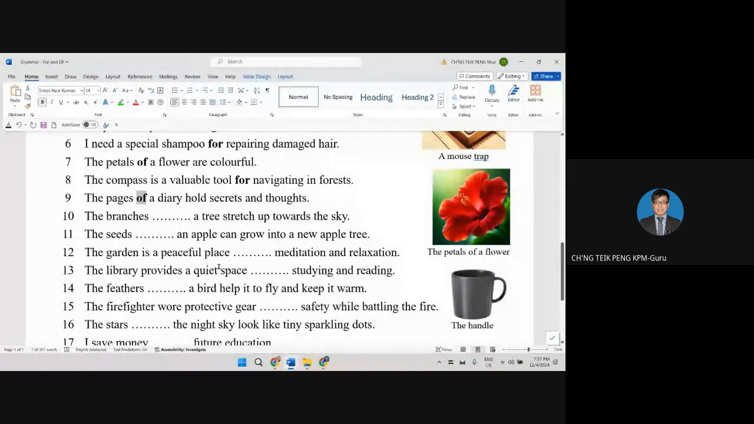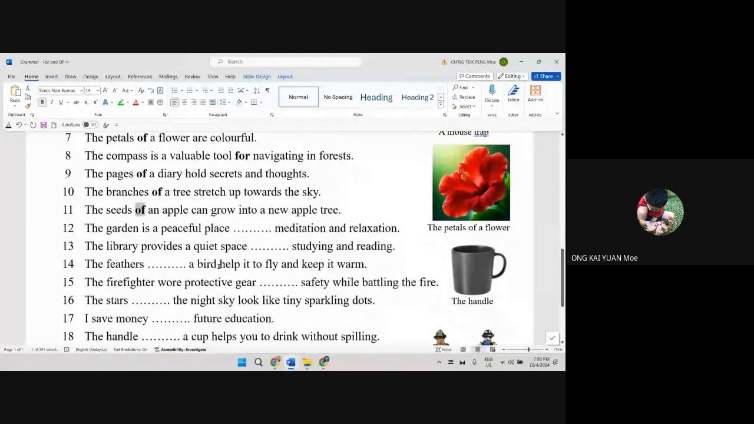Okay, number 10, Yu Yang. The branches of a tree stretch up towards the sky. Yes, of a tree. And then 11, Kai Yuan. The seeds of an apple can grow into a new apple tree. Yeah. All right, of an apple.